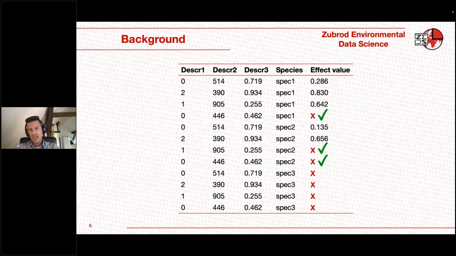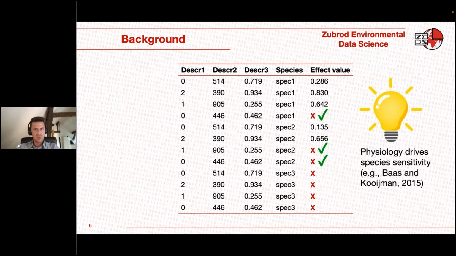And so we are not capable of doing any predictions beyond the levels of that categorical variable that was present in our training data. And so the basic idea we came up with was that we should also try to replace that categorical species variable by some kind of numerical descriptors. And our idea was to use physiology for that, because we know from a lot of studies that physiology is an important driver of species sensitivity. And so in theory, this might look like this.